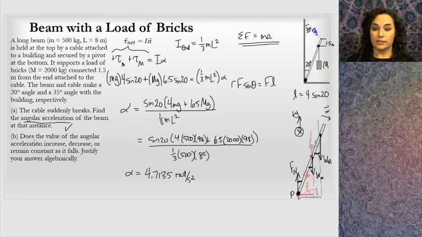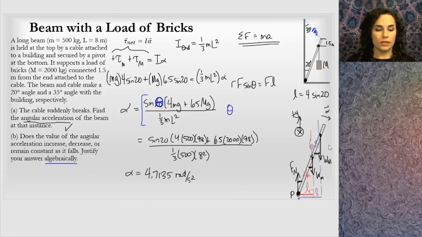Part B says, does the value of the angular acceleration increase, decrease, or remain the same as the beam falls? Justify your answer algebraically. So when it says algebraically, I want to look at the equation with just symbols in it. And so I can go up here and look at this equation here. Alpha is related to all the symbols in the problem, and I could put like a theta here to make it a more general equation. As the beam falls, the masses don't change, gravity doesn't change, the length doesn't change. The only thing that changes is the theta in there.